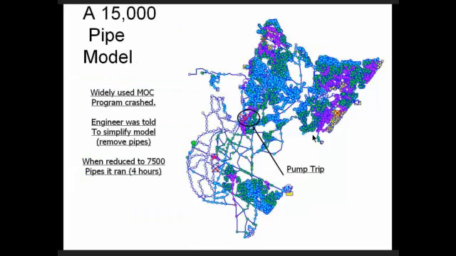Now, very recently, I was working with some engineers, and one engineer had this 15,000 pipe model that they were trying to do a surge analysis on. They were using a method of characteristics program, and it crashed and wouldn't run. And the support that they got, all they said is they had to simplify the model. So they reduced it to 7,500 pipes, and they ran a pump trip, and it took 4 hours of computation.